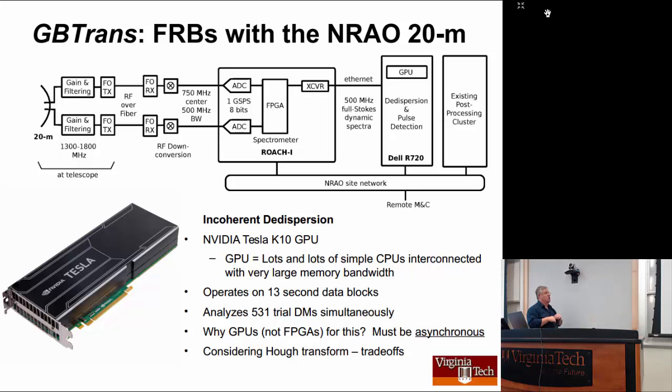The next machine is just a regular old rack mount PC. In fact, it's a Dell R720. Nothing exotic about that at all, but we went out and bought the biggest, meatiest GPU engine we could find. In this case, it was a Tesla K10 GPU.